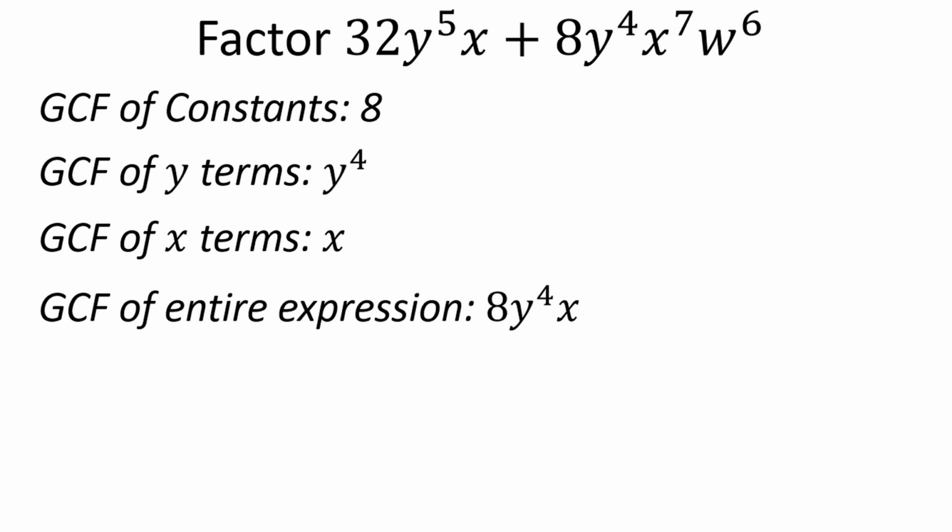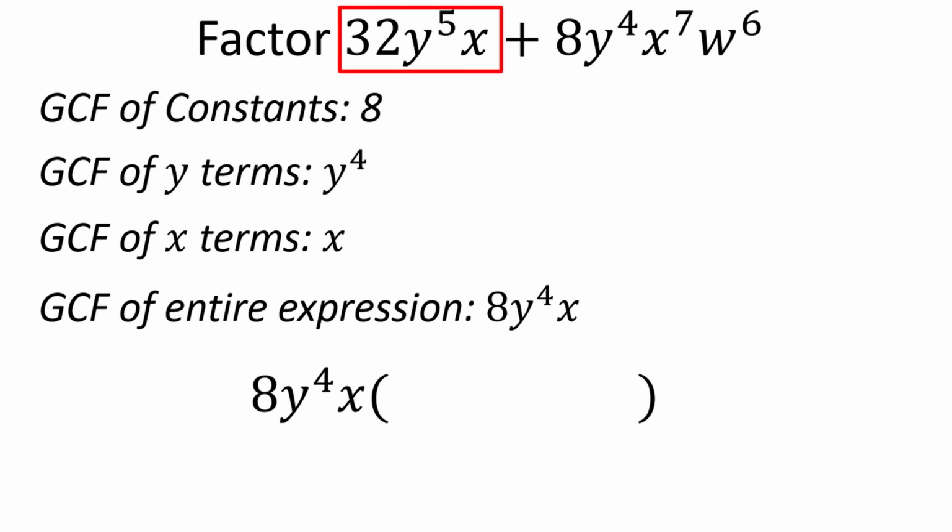Now we need to ask ourselves, 8y to the fourth x times what will make 32y to the fifth x? Well, our constant must be 4, as 8 times 4 is 32. For y, we need one additional y, so we have y to the first power. And for x, we don't need anything else, since we already have the only x we need in 8y to the fourth x.